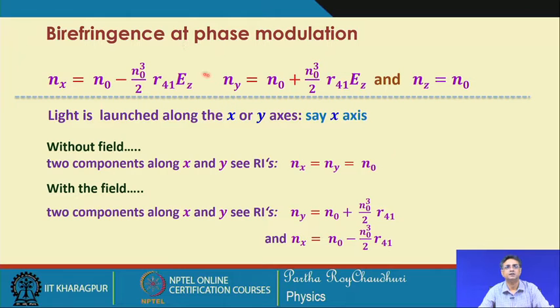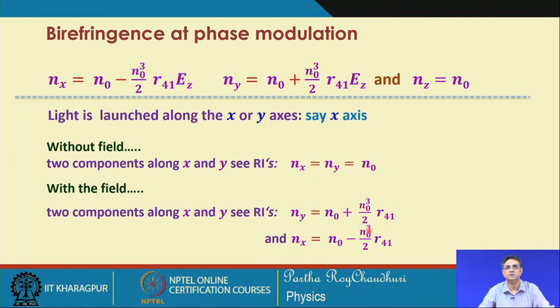Once again, this is the same relation for the same crystal and under the same configuration of voltage and light propagation. Without field, the two components along x and y will see the same refractive index n 0 and there is no birefringence. But when you apply the field, the two components along x and y will see these new refractive indices. You can see that one is more, another is less, depending on the magnitude of the coefficient.